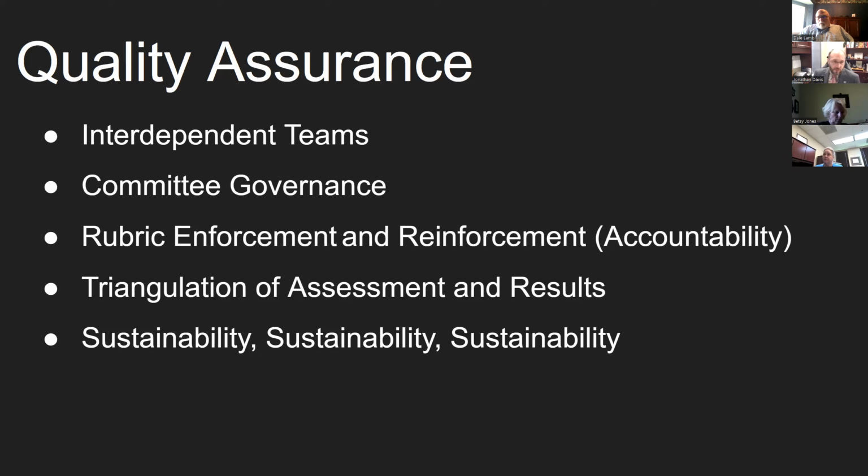Triangulation of assessment and results, we've talked about that and talked about how Quality Matters became a good instrument to assess. Our institution was awarded a Quality Matters National Award last October for our work on this project. I think it's called the Making a Difference for Students Award, which was presented at last October's Quality Matters National Conference. And then sustainability, sustainability, sustainability.